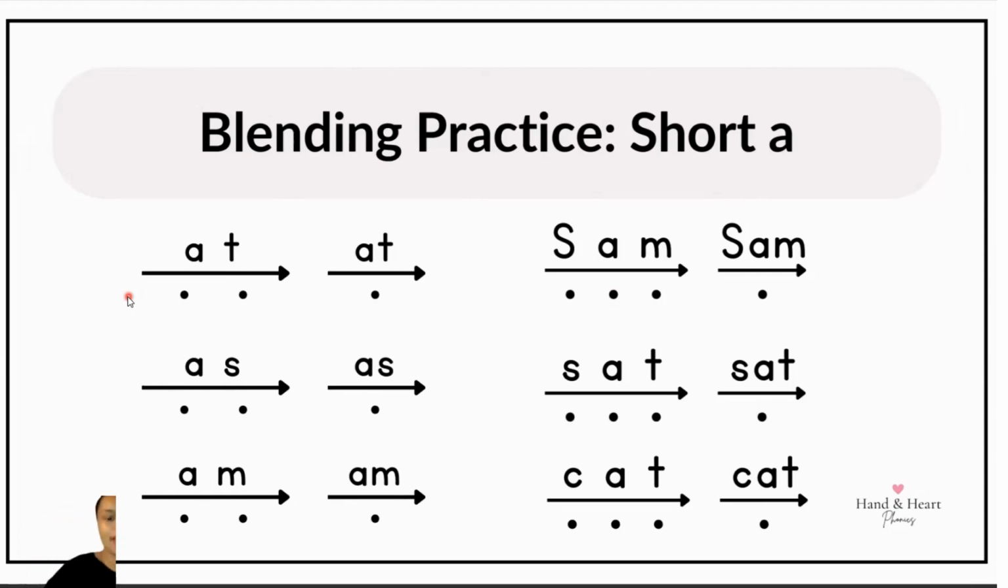Okay, now that we've blended all of those words, we're going to practice them one more time on this page before we read them the fast way. First I will blend the words, then you will blend the words. Get ready. At, am, Sam, as, sat, am, at, cat. Your turn. Get ready.